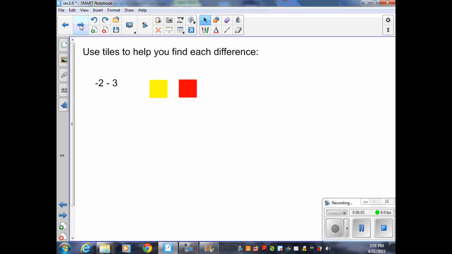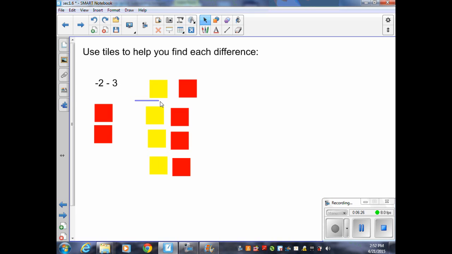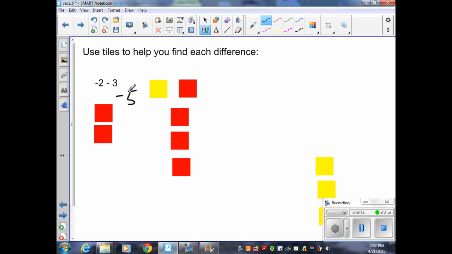In my next problem, I'm going to have a negative 2, and I want to subtract 3 positive units. I don't have 3 units, but if I bring in 3 units, I need to bring in 3 zero pairs. And now what I do is I'm going to pull 3 positive units out. And now I have my solution, which is left 1, 2, 3, 4, 5. Negative 5. My solution is a negative 5.